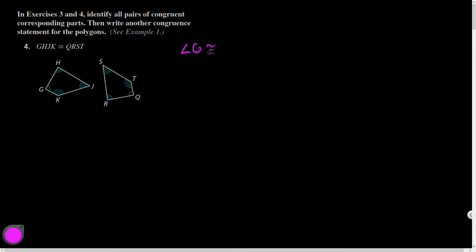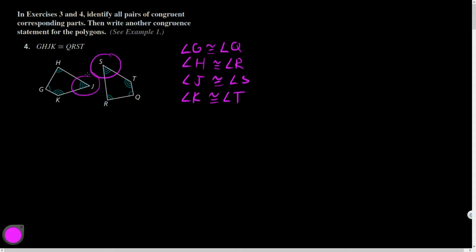Angle G is congruent to angle Q. Even without looking at the picture, notice G was in the first slot, so Q is the one that matches it because it's in the first slot. Angle H is congruent to angle R. Angle J is congruent to angle S. And angle K is congruent to angle T. I'm just matching slot for slot, but I also could have determined that based off of the picture. S had 4 arc marks, and J also had 4 arc marks.